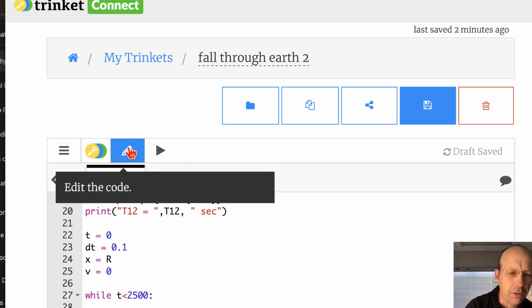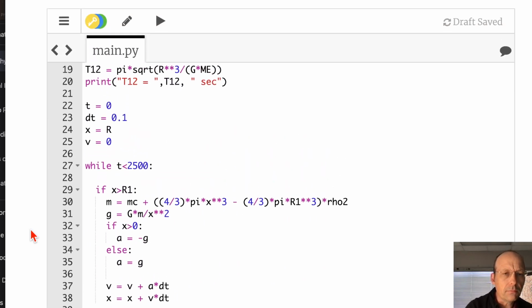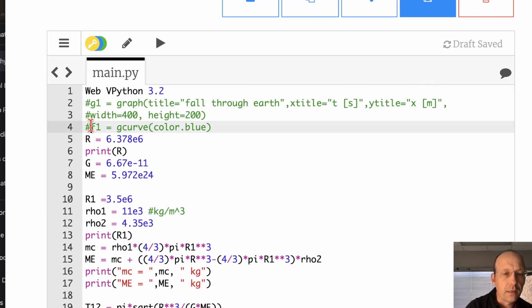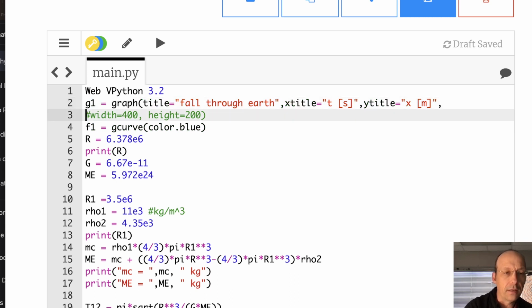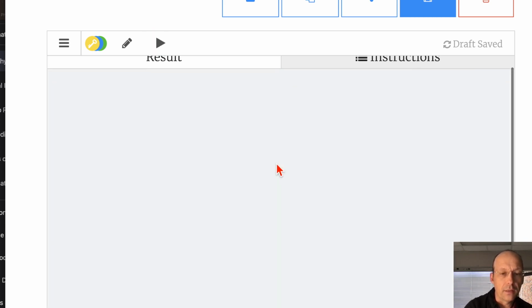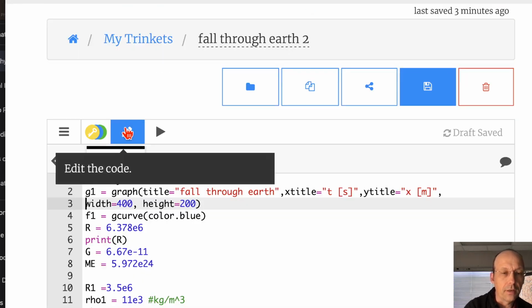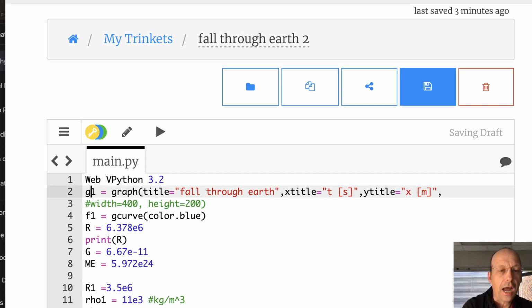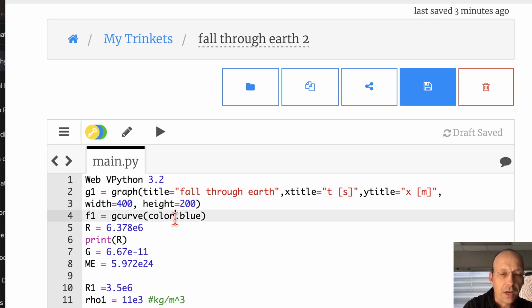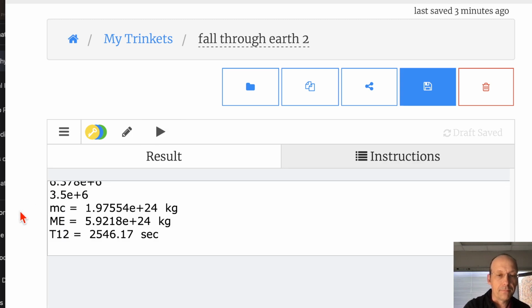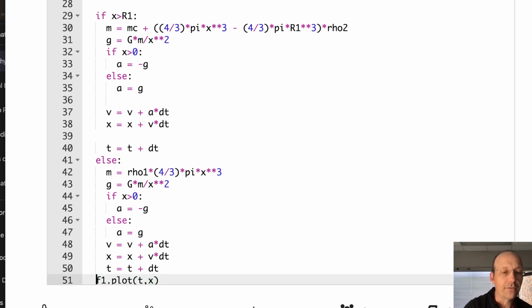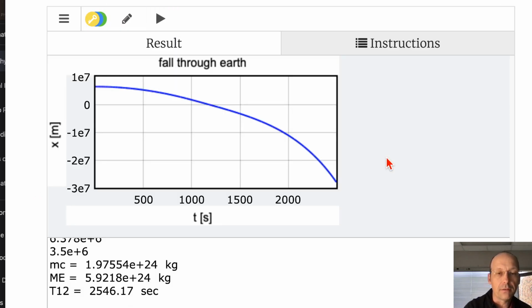Okay, it's running. So it's a plotting problem. So let's put this back in. Put this in. And run it. And that's the problem. Okay. So if I put just F1 in, F1 equals G curve. Aha! Oh my gosh! Color equals color dot blue. I'm so dumb. Okay, but I didn't plot it. I told you I felt it. I felt that there was something wrong. And I was right. There you go.